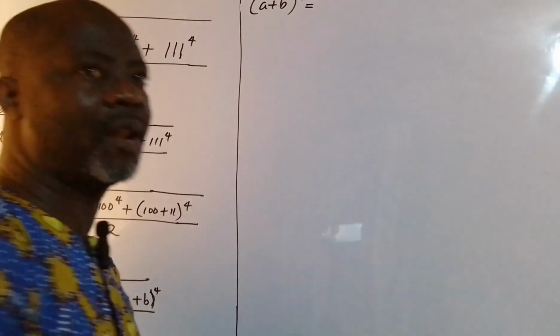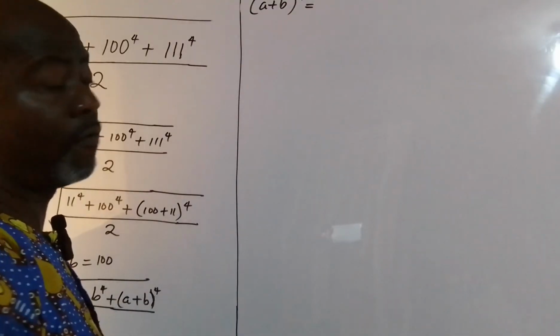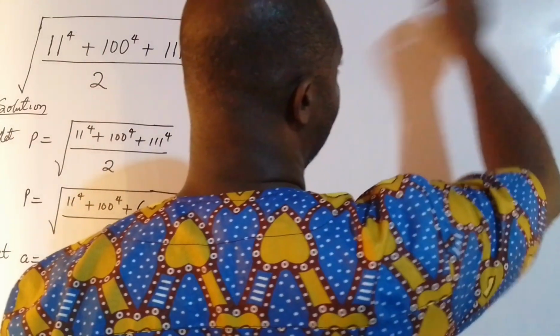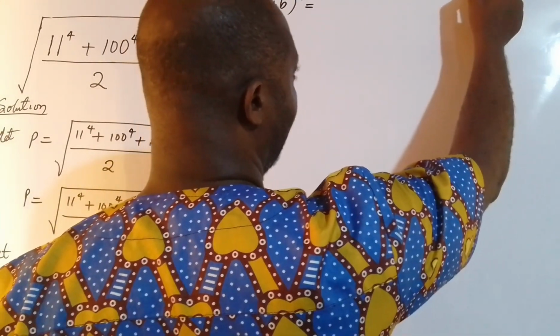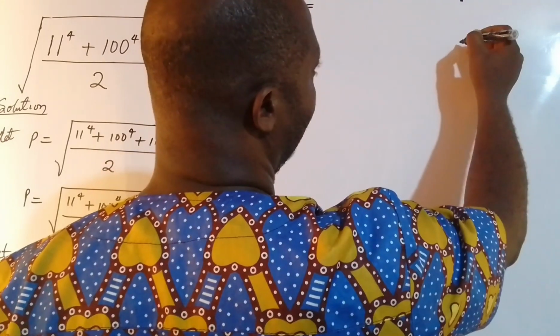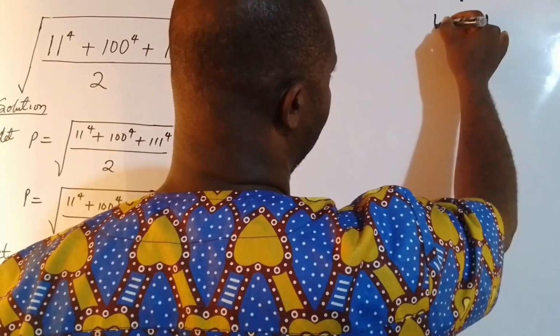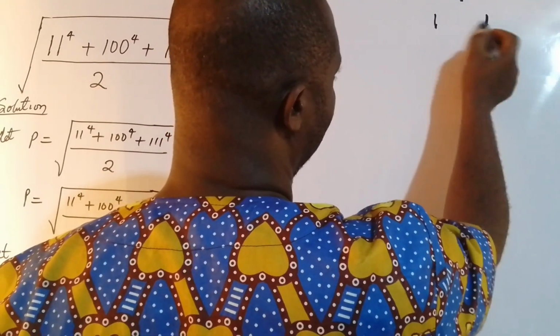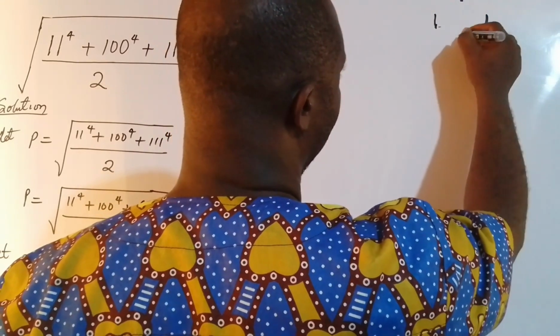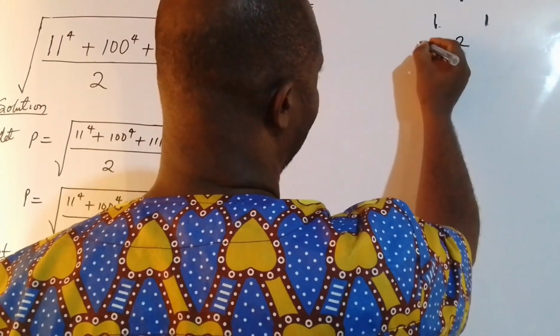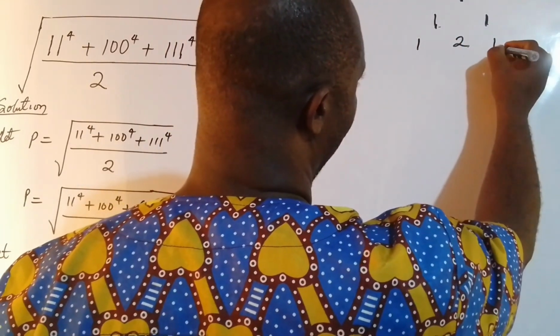So there will be a total of 5 terms, okay? So we're going to find the coefficients. So to do that, I'm going to use this method here. 1, I have my 1, okay? Then I have 1, 1. So what I'm going to do now is to add these two numbers together, 1 plus 1, I get my 2, and then I start with a 1 again, and then another 1 here.